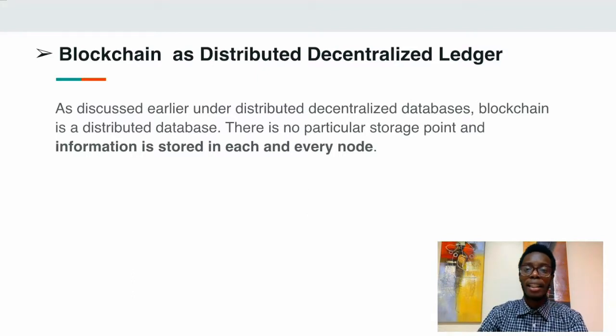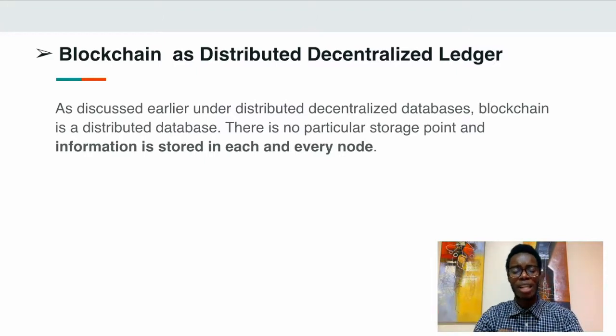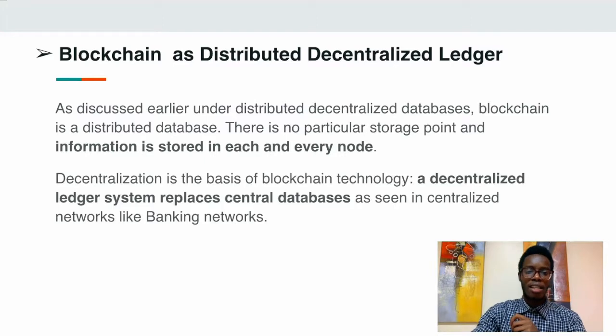As discussed earlier, under distributed decentralized database, we all know that blockchain is a distributed database in the first place. There is no particular storage point, and information is stored in each and every node in blockchains. When you talk about blockchain networks, you don't only have the bank storing transactional records, but Alexa, Bill, and all participating nodes store the same transactional records each and every single time there's a transaction. And that's the whole aspect of blockchain being a distributed decentralized ledger.